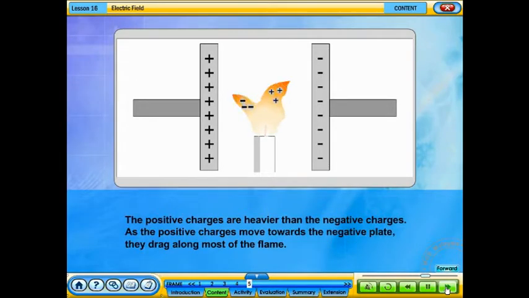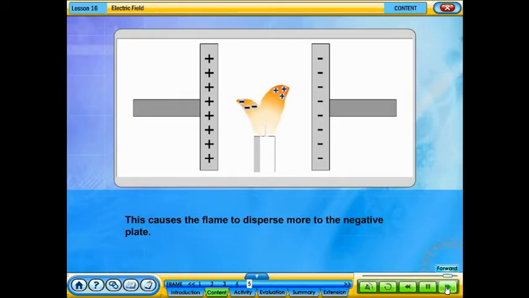The positive charges are heavier than the negative charges. As the positive charges move towards the negative plate, they drag along most of the flame. This causes the flame to disperse more to the negative plate.